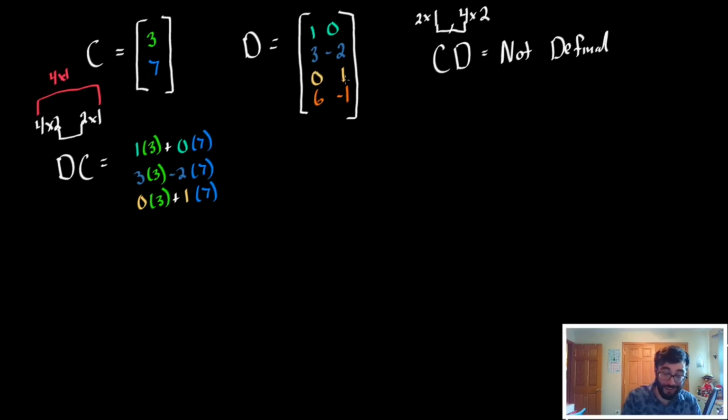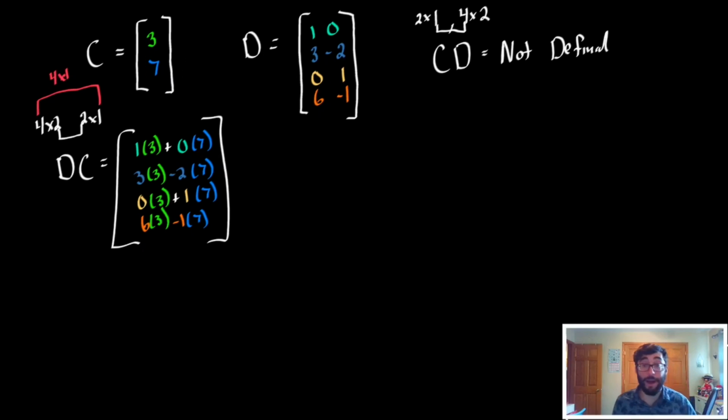0 multiplied 3, 1 multiplied 7, and then I move on to the last row. 6 is going to multiply 3, negative 1 is going to multiply 7. Okay, so I got 6 times 3, and negative 1 times 7. Okay. All right, and this is going to get me my 4 by 1 matrix, okay?